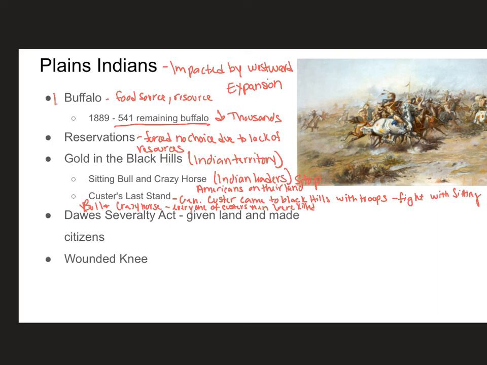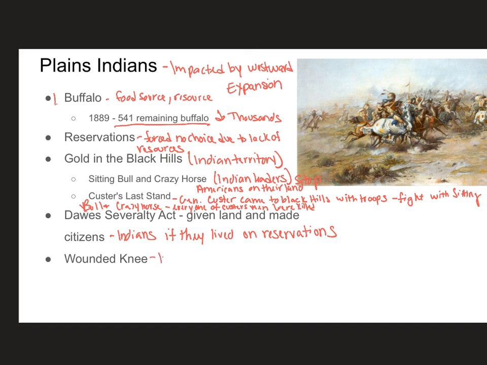One way to try to address this was what we call the Dawes Severalty Act, which was the Indians were given land and made citizens if they lived on the reservations. But again, the tension continued, which led us eventually to Wounded Knee.